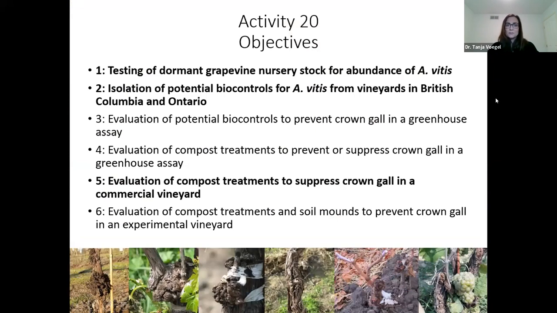Now, these are the objectives of our research activities. And in the interest of time, I'm only going to talk about 3 objectives today. And those are the ones that are highlighted here in bold.